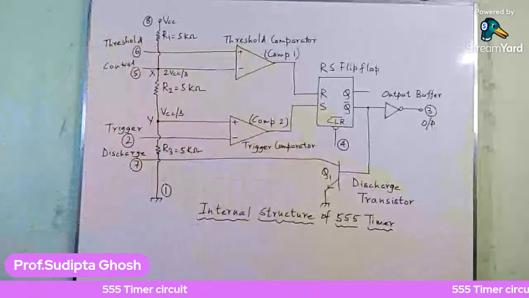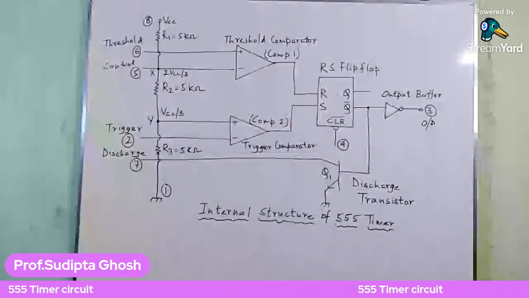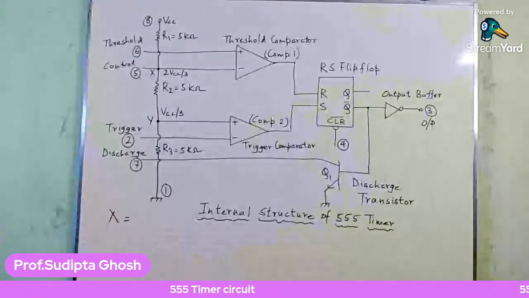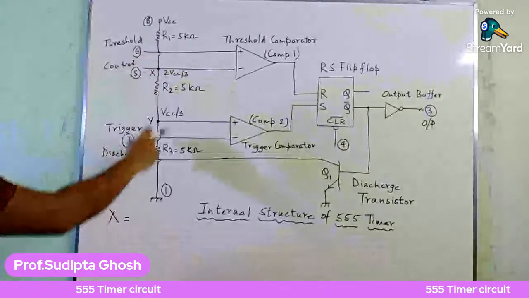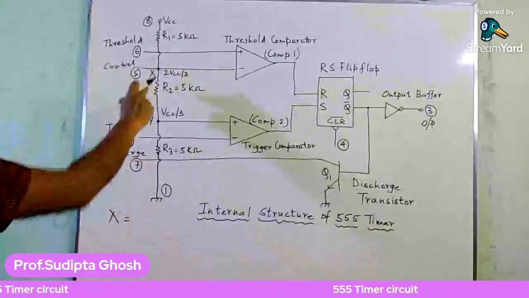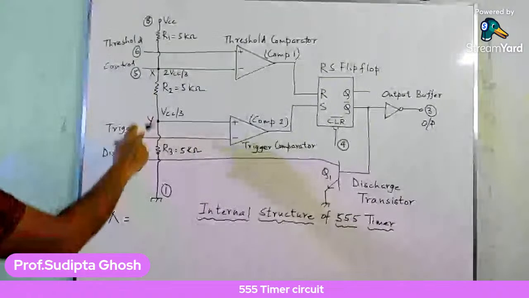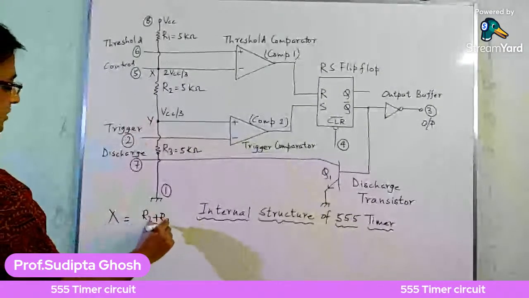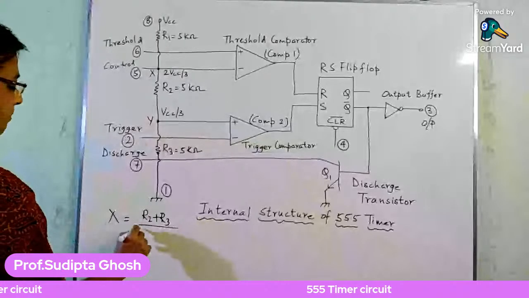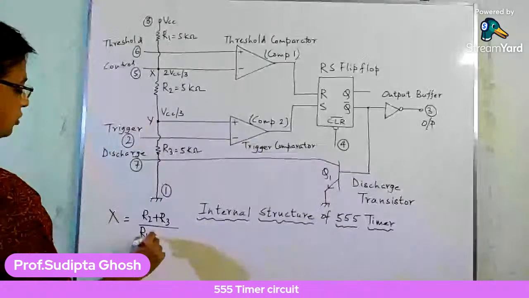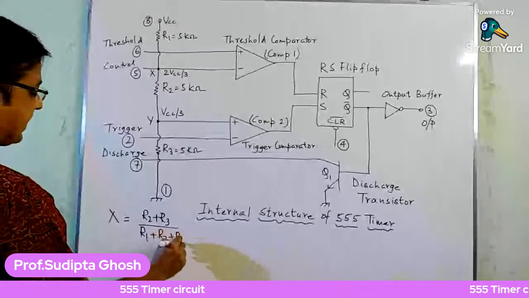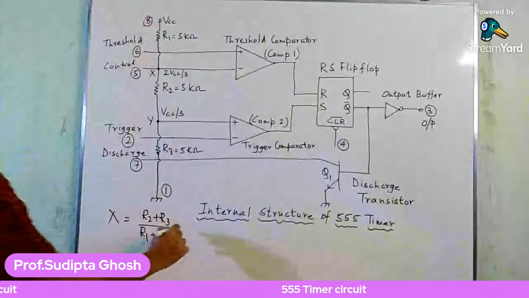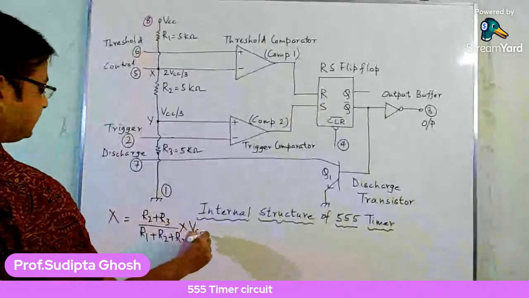What is the value of the voltage at point X? We can find it easily, because beyond point X the resistors are R2 and R3, that is R2 plus R3. So the drop will be across R2 plus R3 divided by R1 plus R2 plus R3, that is the entire resistance of the arm, into the VCC.